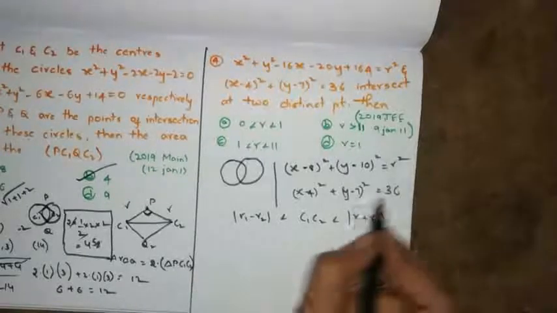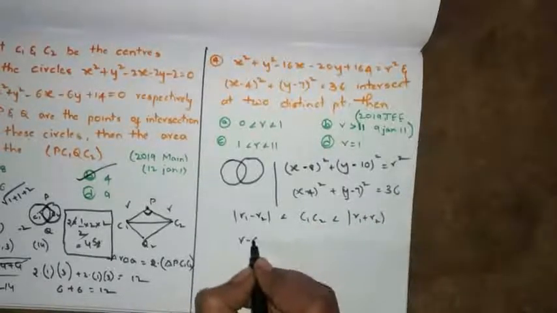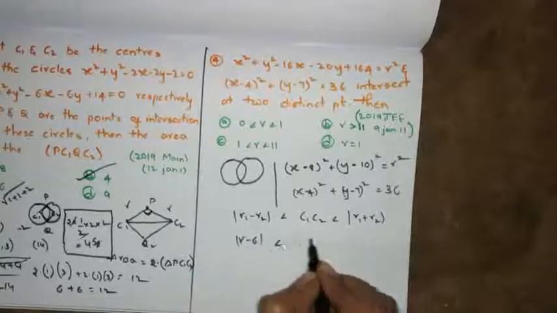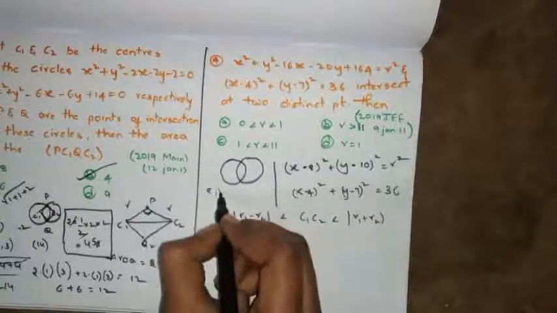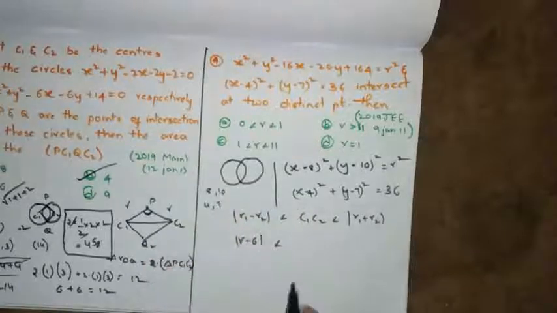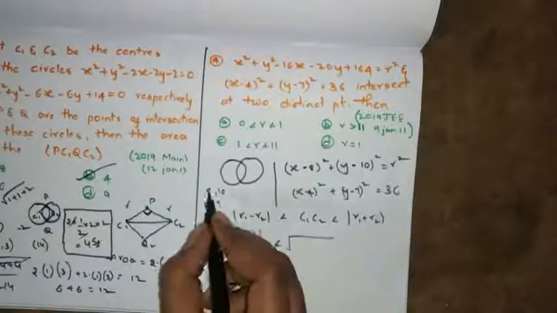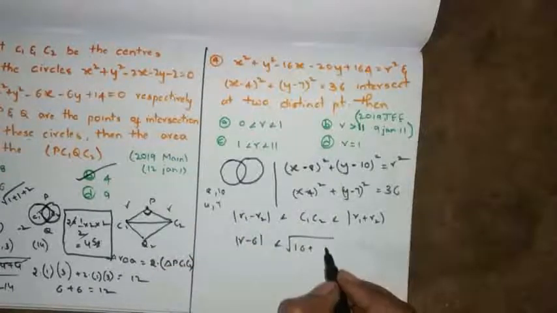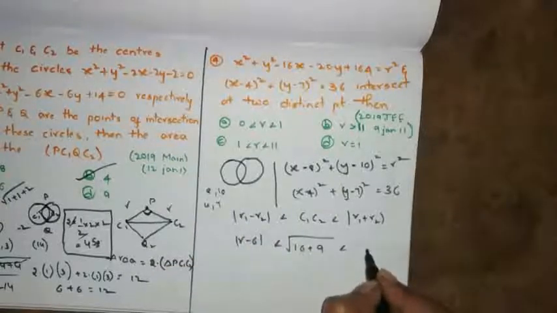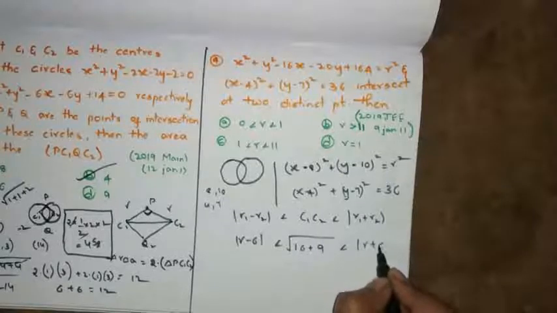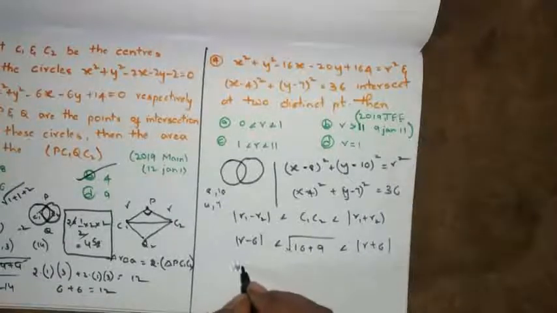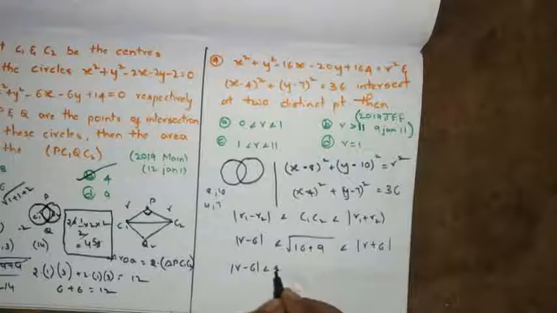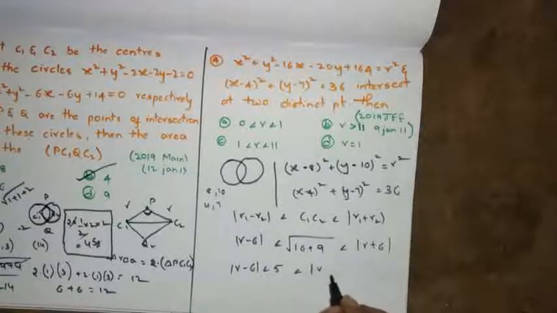R1 minus R2 is less than the distance between centers, which is less than R1 plus R2. Find the values: 8 minus 4, 10 minus 7, so the distance is 5. Then R minus 6 is less than 5, which is less than R plus 6.